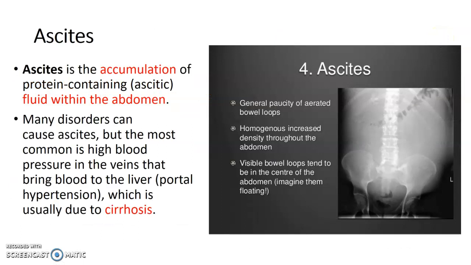Ascites is the accumulation of fluid within the abdomen, and many disorders cause this. The most common is high blood pressure in the veins, and then it's pressure into the veins that bring blood to the liver, which is usually due to cirrhosis. And we'll talk about cirrhosis in a second here.